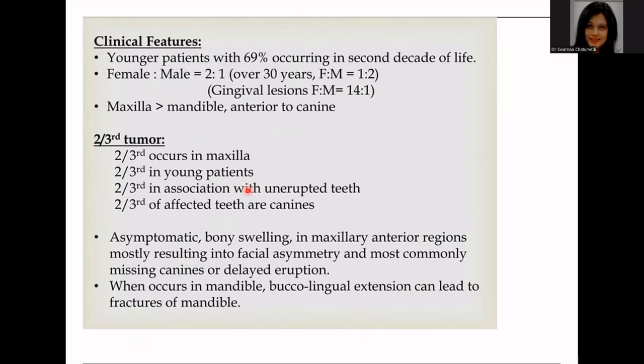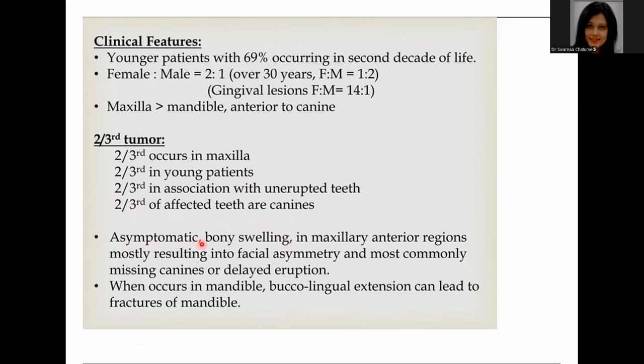Two-third tumor is a name given to this tumor. Why? Because two-third of the tumors occur in the maxilla, two-third in young patients, two-third in association with unerupted teeth, and two-third of affected teeth are canines. So this is very important from the point of view of viva.